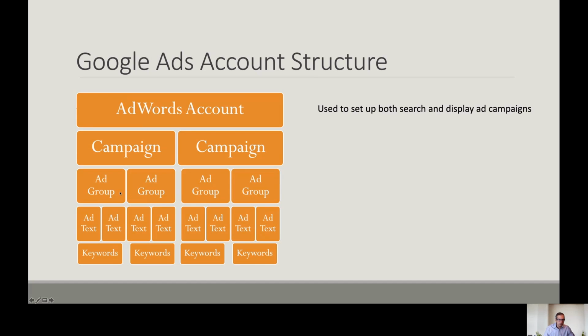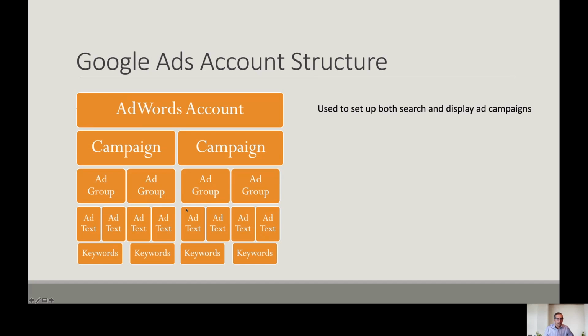Now, every ad group has two things in it. One, a set of keywords that is associated with this ad group. And in addition to these keywords, you have a set of ads that are associated with this ad group. So you can see that this is the very logical structure of a Google Ads account. And such an account is used to set up both a search advertising campaign as well as a display advertising campaign. Both kinds of campaigns can be set up through such an account structure.